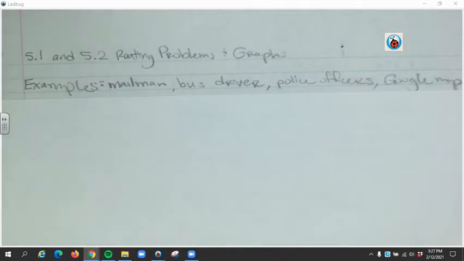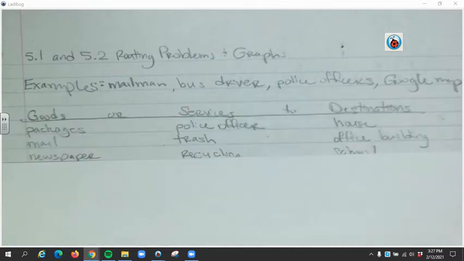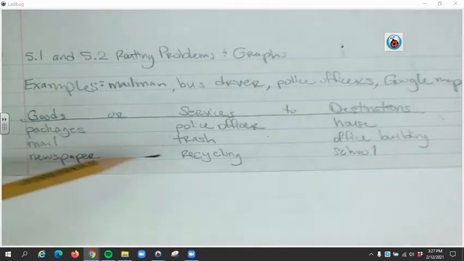The graphs we're going to do are not your typical XY graphs. They're going to look totally different. You do not need to write this chart down, but basically you use a routing problem when you take a good or a service to a destination. And there are some other examples in there as well. We didn't talk about newspapers or recycling, but all these problems use routing. Again, you do not need to draw this graph.